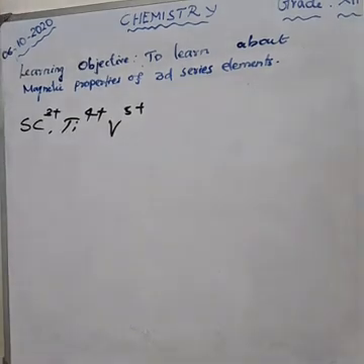What is the configuration? Clear? What is the configuration of scandium Sc3+, titanium Ti4+, and vanadium V5+? What is the configuration and how many unpaired electrons are you going to calculate?